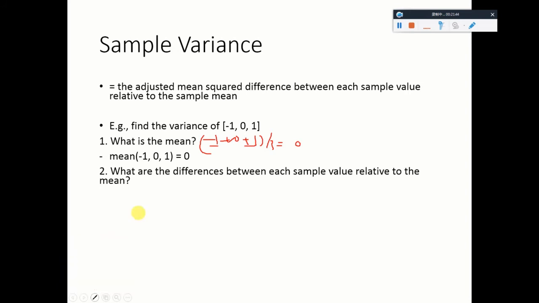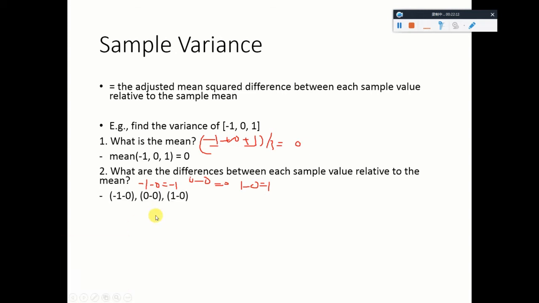It will be 0, 1 minus 0. That will be 0, 1. What is the difference between this sample value relative to the sample mean? The mean, 0 minus 0 is 0. What is the difference between this particular sample value and sample mean? It will be 1. Okay, 1 minus 0, that's 1. Okay, so second step done.